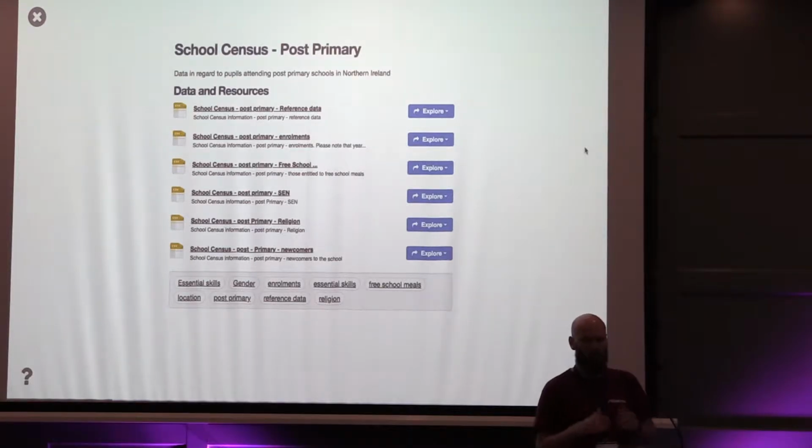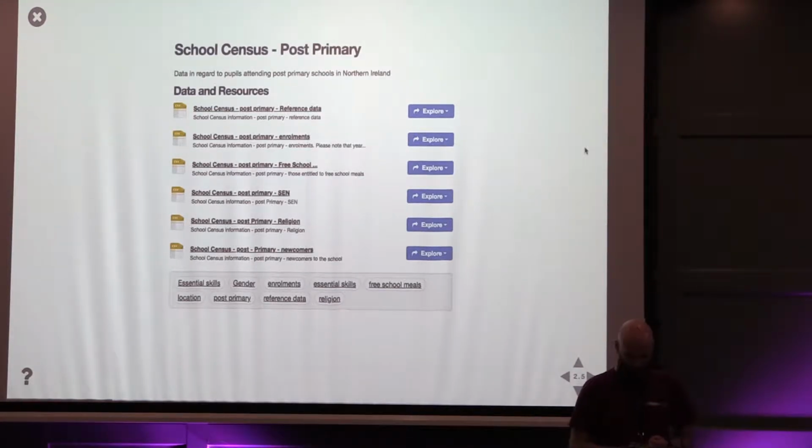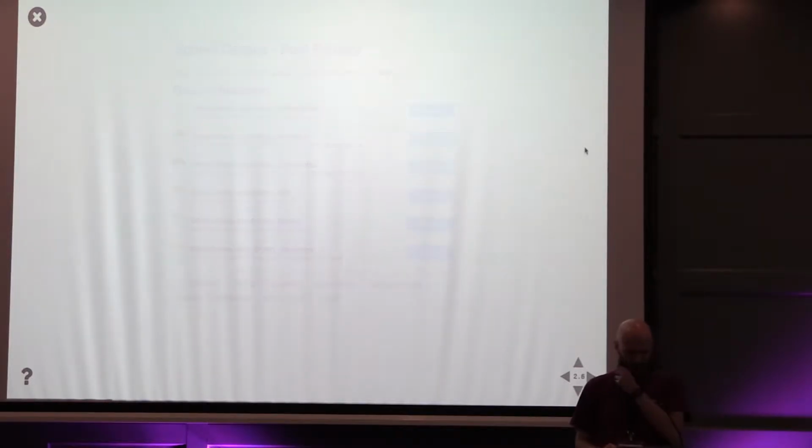passive metric for deprivation in particular areas. SEN is special educational needs. We'll come back to that one later. Religion, we will not come back to that later. And newcomers, which was a weird, rolling sort of almost churn rate, and it's very badly defined, so we don't actually touch that one again.